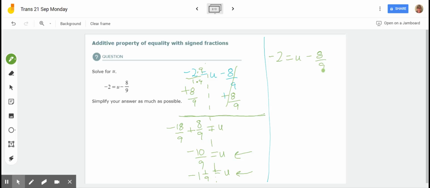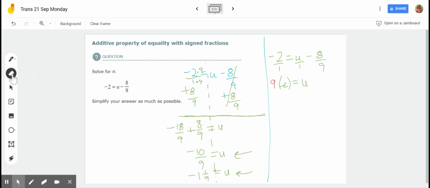Now, if you wanted to use the LCD method, well, these two are over 1. So what would you multiply everything by? 9. 9 is the LCD. So we're going to do that. We're going to go 9 times -2 equals u times 9.